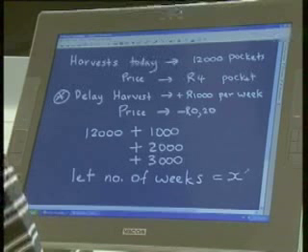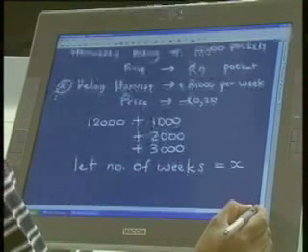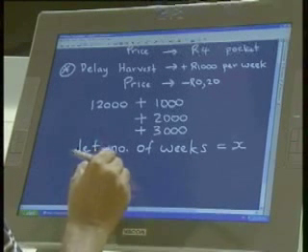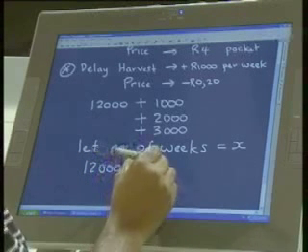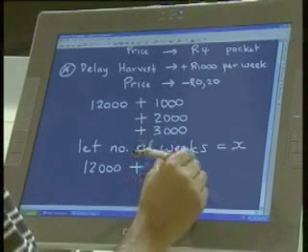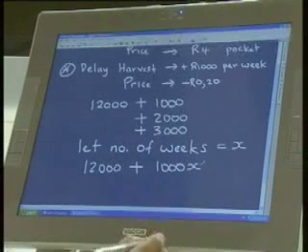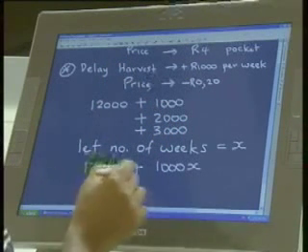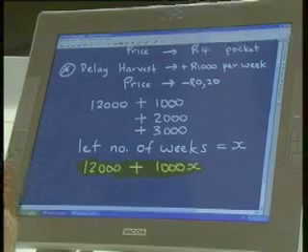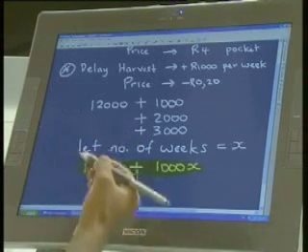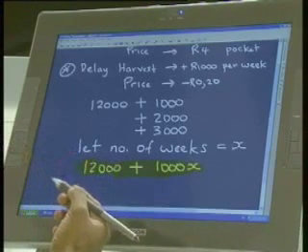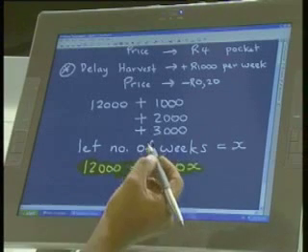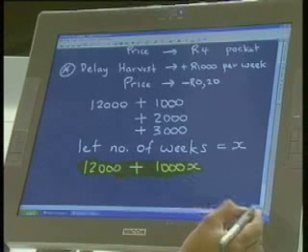Right, so this is the important thing. If he waits 1 week, he's going to get 12,000 plus 1,000. Now what we need to develop here is, if he waits x weeks, it will be 12,000 plus 1,000 times x. Do you understand this? It's a very important point here, Goodness. I've highlighted it for you. If he waits 1 week, it's 1,000 more. If he waits 2 weeks, it's 2 times 1,000. If he waits 3 weeks, it's 3 times 1,000. Therefore, if he waits x weeks, it's going to be 12,000 plus x times 1,000. Are you with me? Yeah, I'm with you.